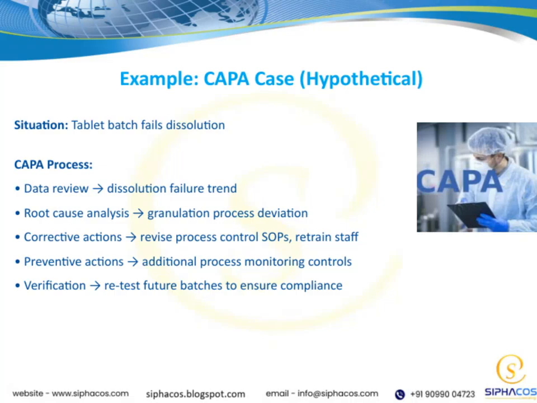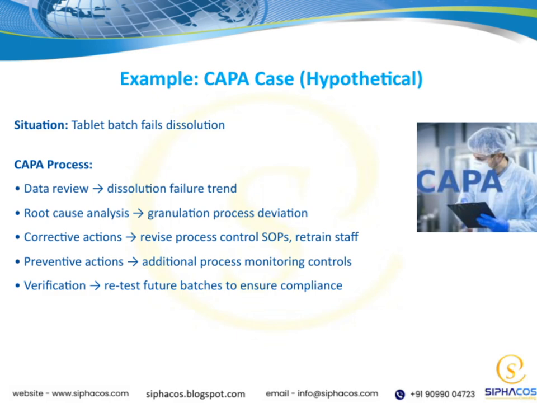Let's walk through a hypothetical example to illustrate how CAPA works in practice. Suppose we have a situation where a batch of tablets fails dissolution testing. The first step in the CAPA process is data review, where we examine the testing results and notice a trend of dissolution failure across multiple batches. This helps us identify that there's an underlying issue affecting product quality.